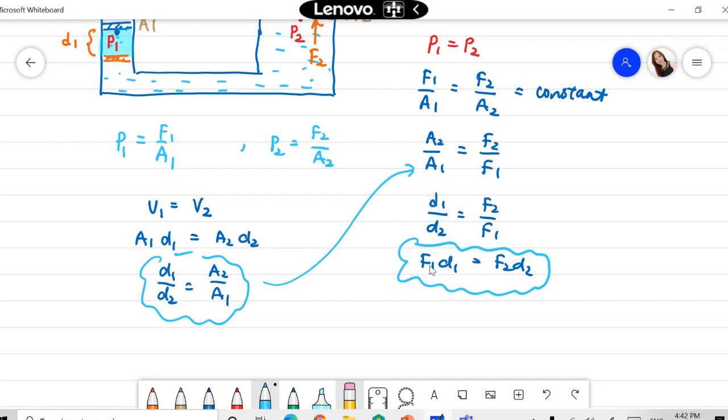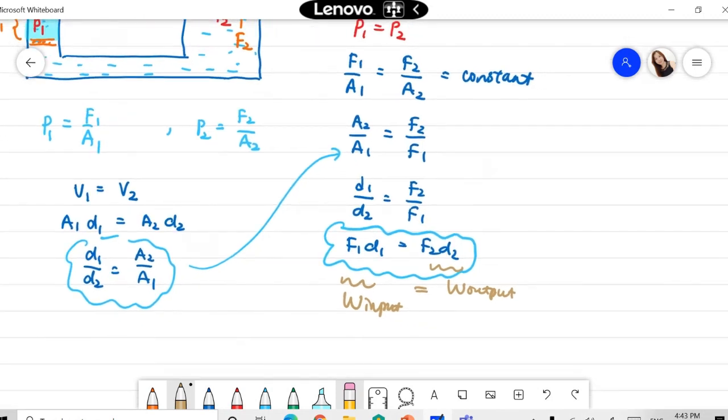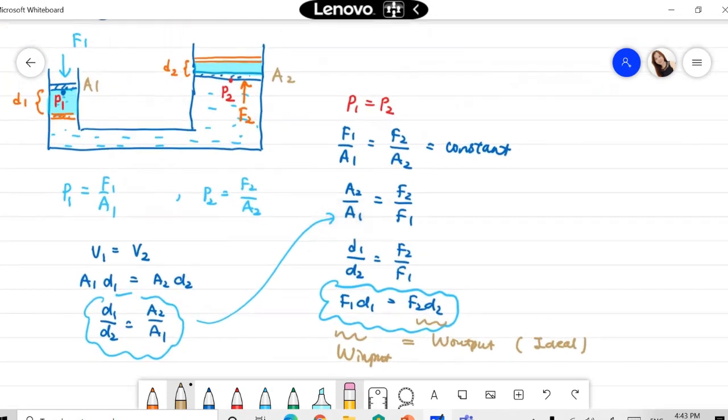So basically the product of force and displacement is actually work. This work we call input work because we applied the force F1 to piston 1. Piston number 1. And F2 D2 we call output work. So when input work is equal to output work, it means the efficiency is 100%, which means this is the ideal case. There is no friction at all. So you have to remember this relation.